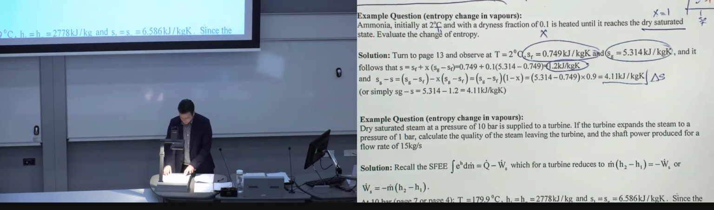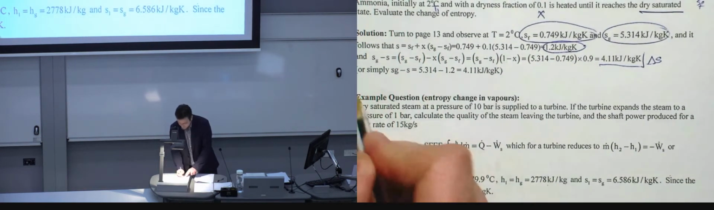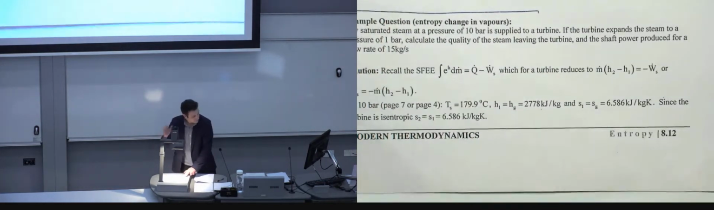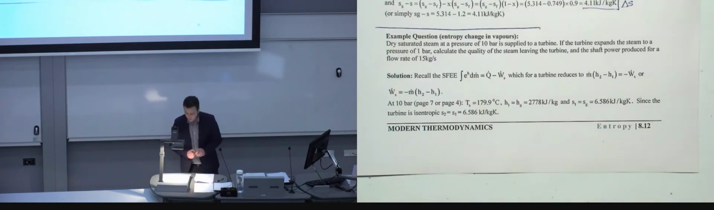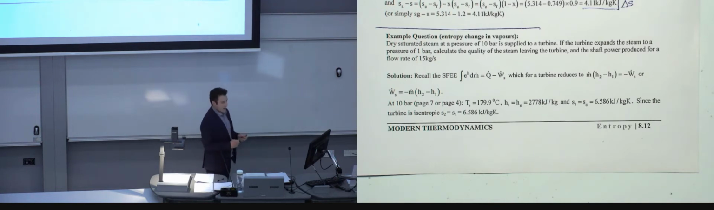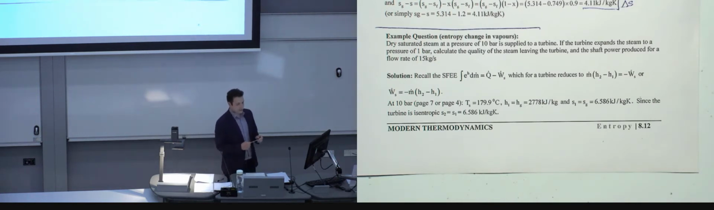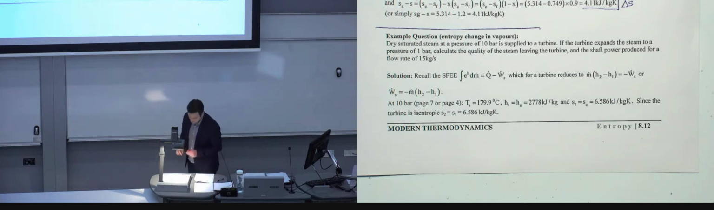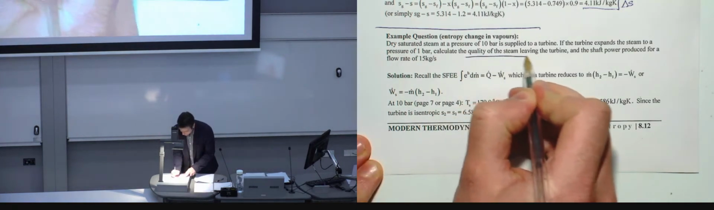Okay, so moving on to the next example. The third example here is actually quite similar to the first one. It's about a turbine, and you want to find out what is the quality of the steam leaving the turbine.